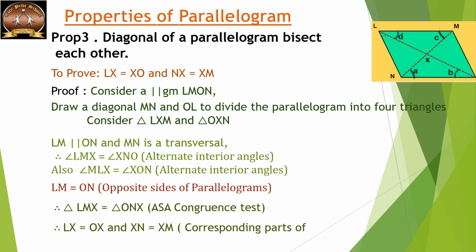So obviously their corresponding sides will be equal and corresponding angles will be equal. So LX will be equal to OX and XN will be equal to XM. CPCT, corresponding parts of congruent triangle. And hence we have so easily proved this property also.